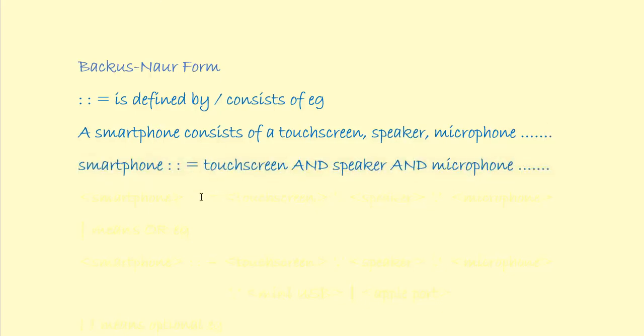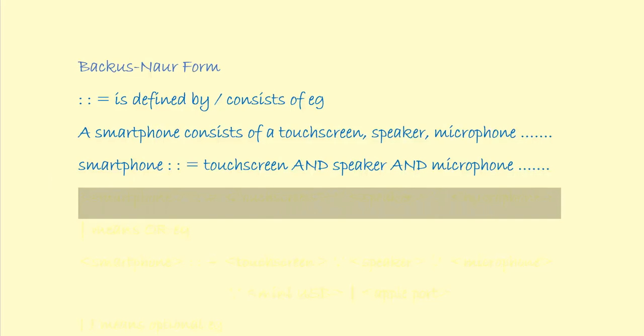Well, a smartphone consists of, and there's the symbol, or is defined by, a touchscreen and a speaker and a microphone. So already what I'm saying is, smartphone means touchscreen and speaker and microphone. But let's have a look at a slightly more formal way of putting that, because this is a form of notation that is generally accepted and generally used.